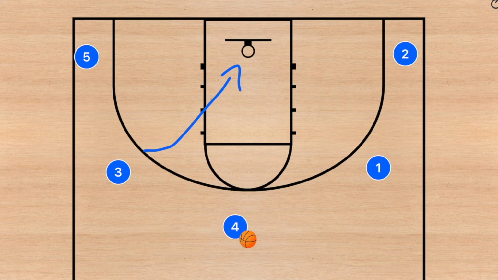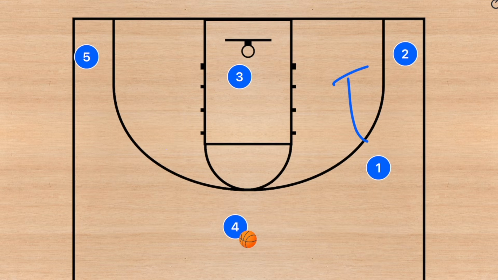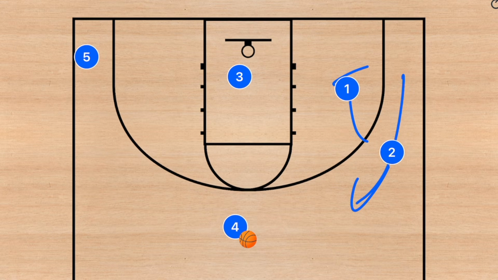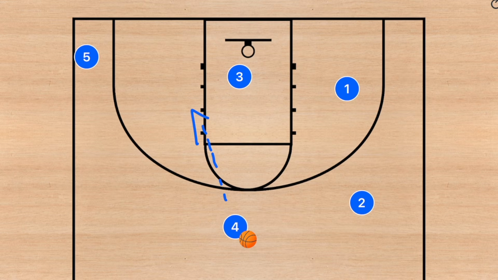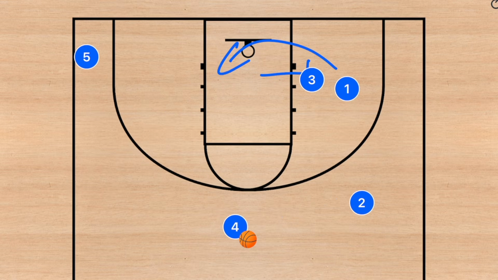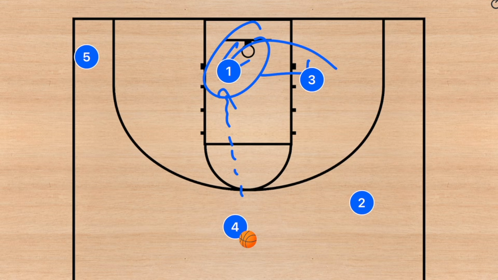But now, because there's no option for a screen away with a pass and cut from the wing, player 3 cuts, player 1 sets that screen down, player 2 lifts to the wing, and now we have the option for the pass to player 3, we have the option to pass to player 2, and player 3 can still screen for player 1, and player 1 might be another pass option for a layup. And you can continue to run this play through as well.